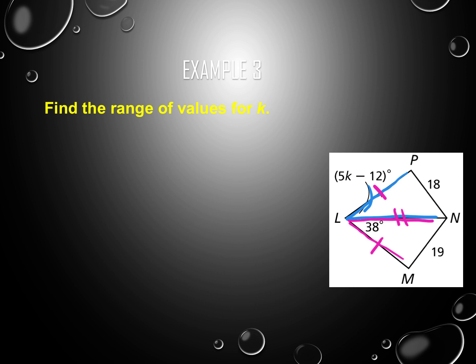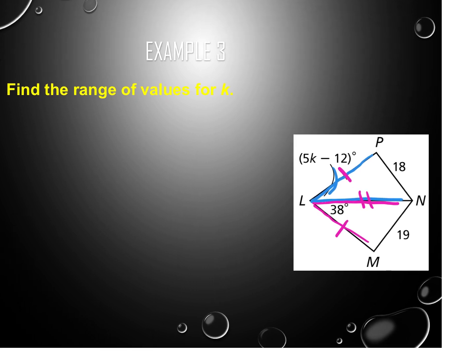So now I have to figure out which angle is bigger. Is the 5K minus 12 bigger than the 38 or vice versa? So I'm going to look straight across. This angle is across from the 18. This one is opposite the 19. 19 is bigger than 18, so this tells me that 38 is the bigger angle. So the inequality I'm going to set up to solve is 5K minus 12 is less than 38, because 38 is the bigger angle.